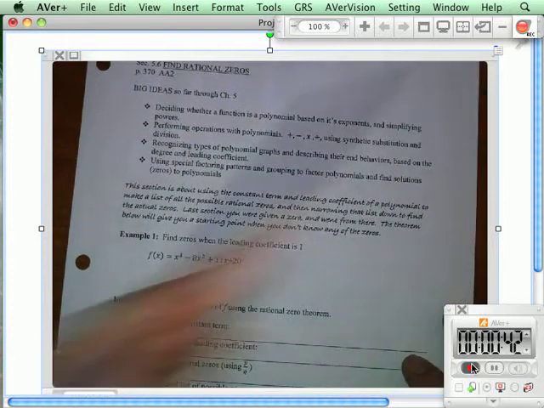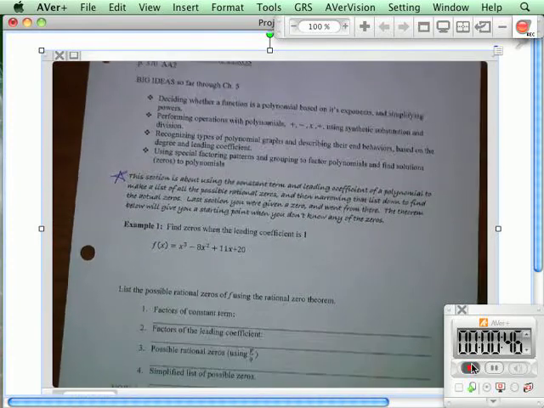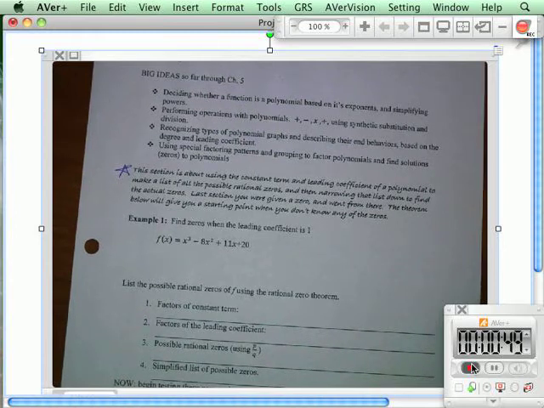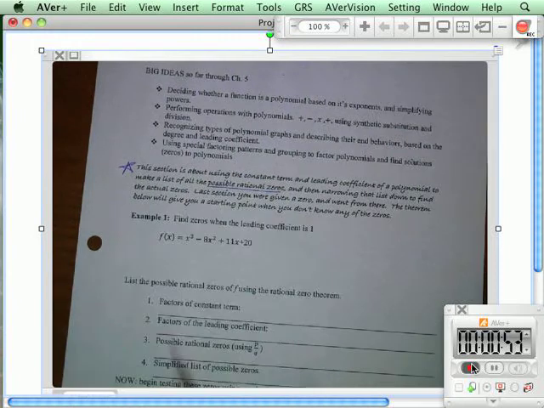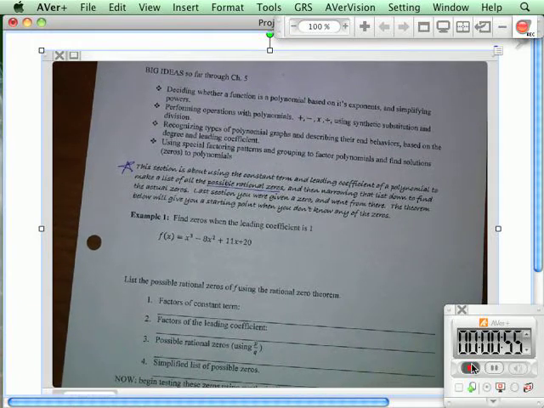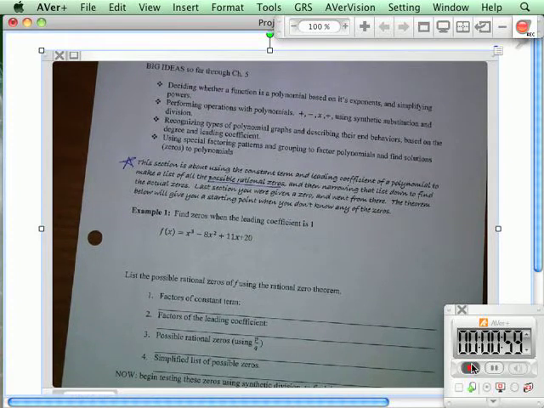Well, in this section, it's about using the constant term and the leading coefficient of a polynomial to make a list of all the possible rational zeros and then narrowing that list down to find the actual zeros. The last section you were given a zero and went from there. The theorem below will give you a starting point when you don't know any of the zeros.